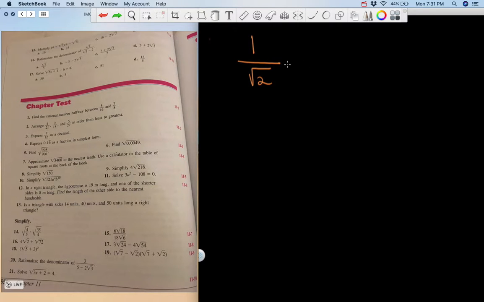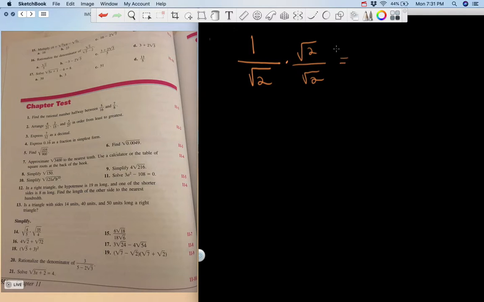Alright, so the way we do it in this case is we multiply the top and bottom by the square root that we have on the bottom, and in this case, it's the square root of 2. The reason we can do this is because the square root of 2 over the square root of 2 is just 1. So we're not changing the value of the fraction.